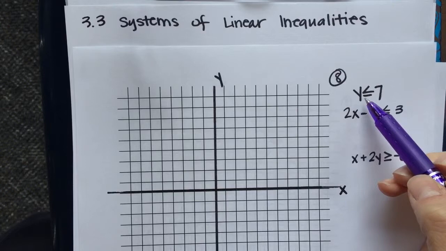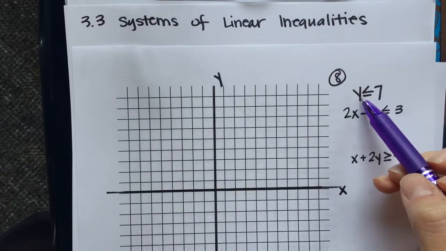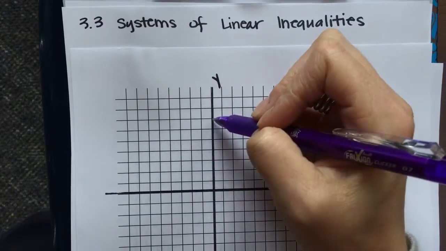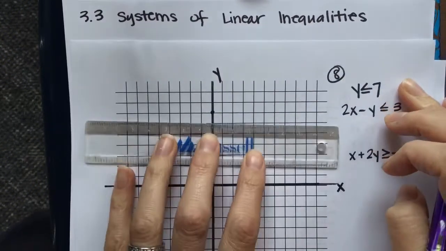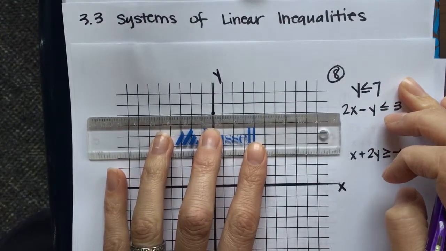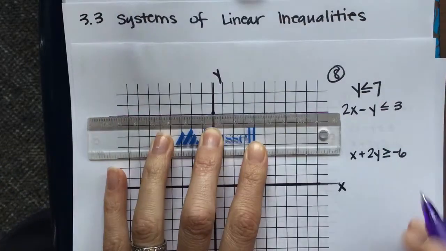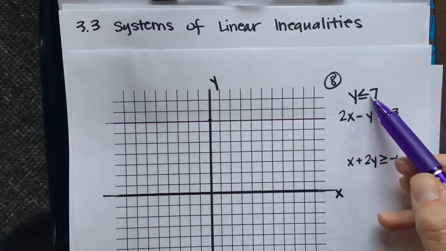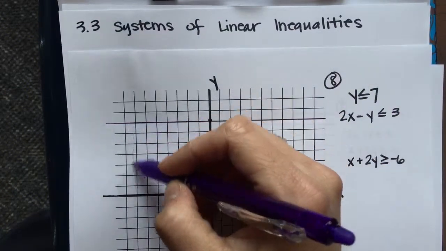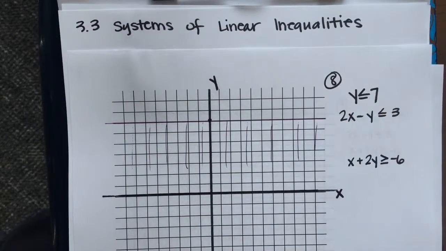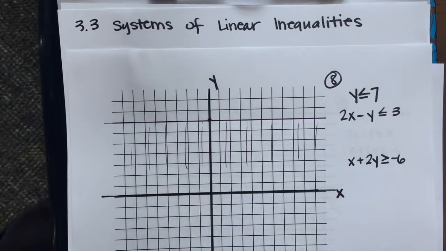The first one is a horizontal line that crosses the y-axis at 7. 1, 2, 3, 4, 5, 6. Right there. Remember not to go too crazy with your shading because it'll just end up looking like a big colorful mess. Y is less than that, numbers less than 7 would be below it. So I'm just gonna lightly shade down below as a visual reminder for myself.